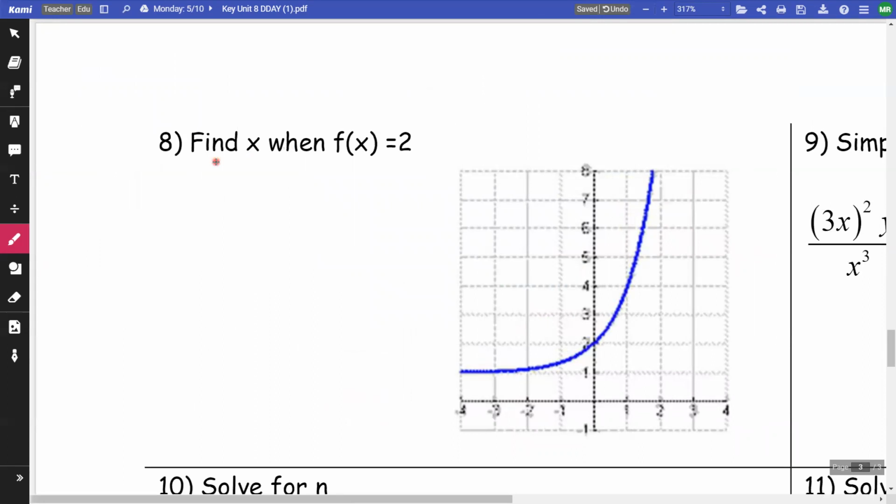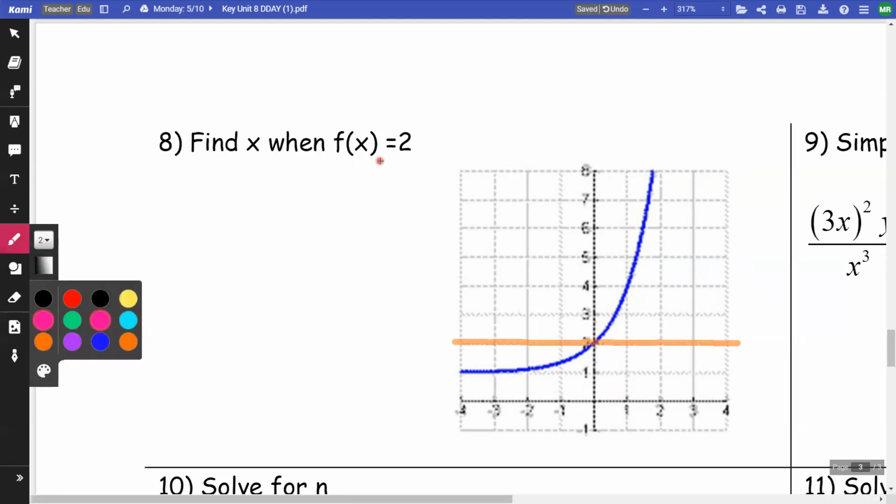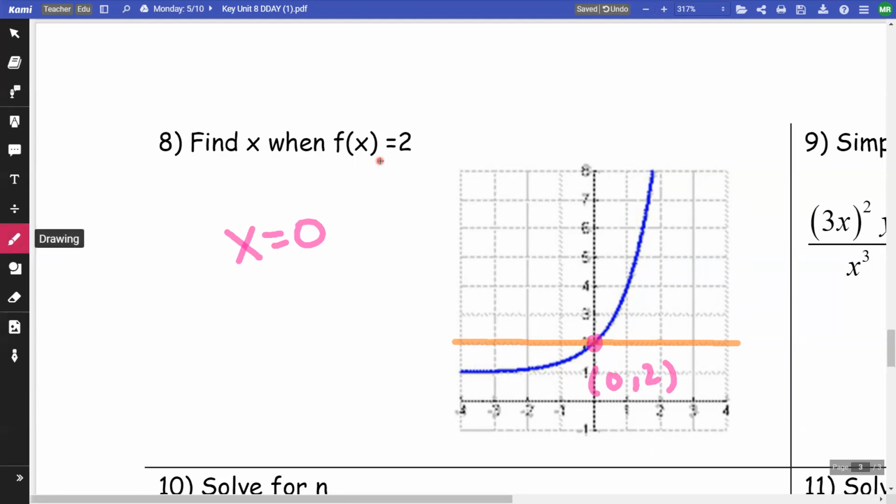Number 8, we want to find x when f of x is 2. So f of x being 2, that means that our y, our height, is 2. Let me do it in a lighter color. So we want to know what x would give us a 2 back for my answer. So if we come right here, this 0,2, our x is 0. When my x is 0, my y is 2.